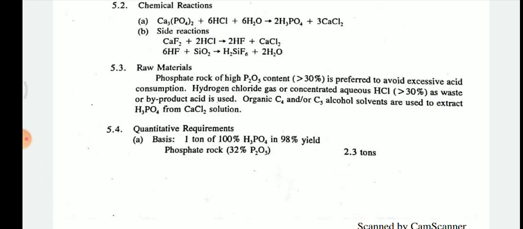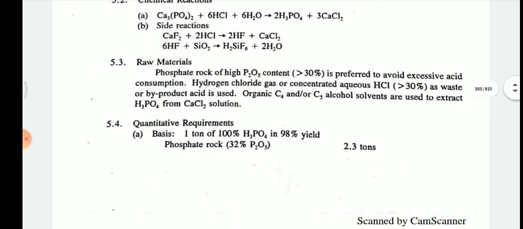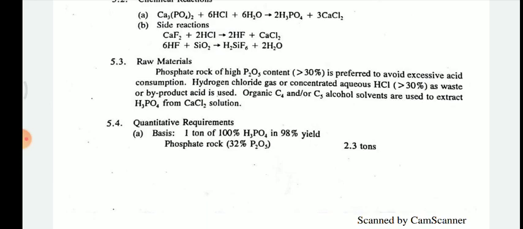Hydrogen chloride gas or aqueous HCl of 30% or more, available as a waste by-product acid. Then organic carbon, organic C4 and C5, that means butanol or the C5 alcohol solvent, are used for the extraction of H3PO4 from CaCl2 solution.